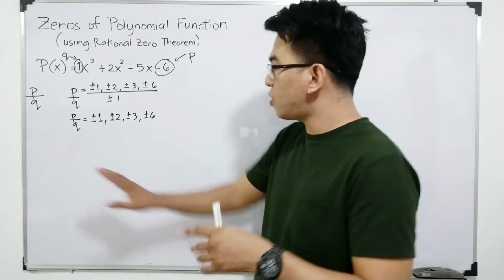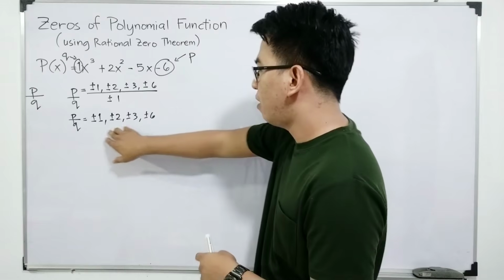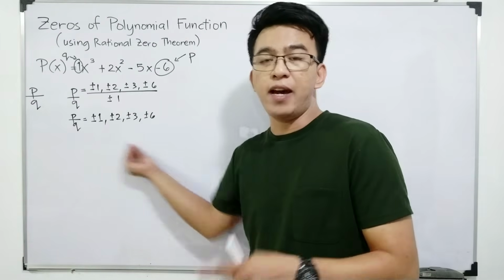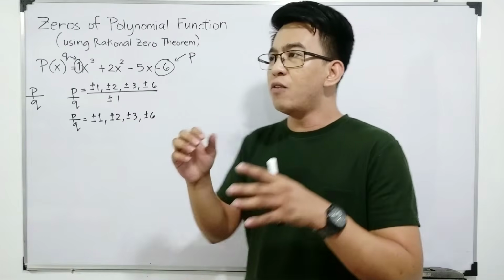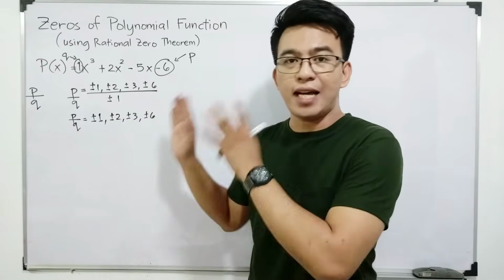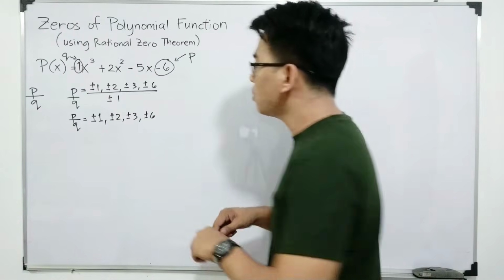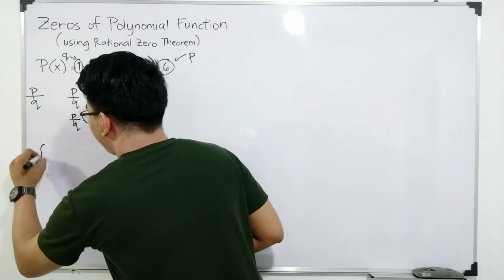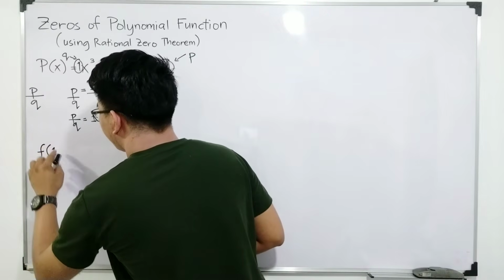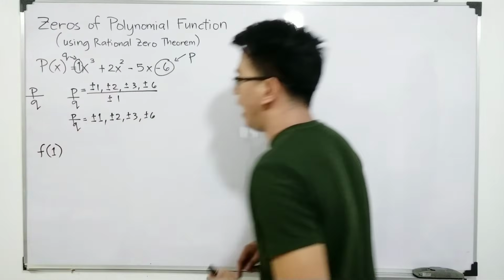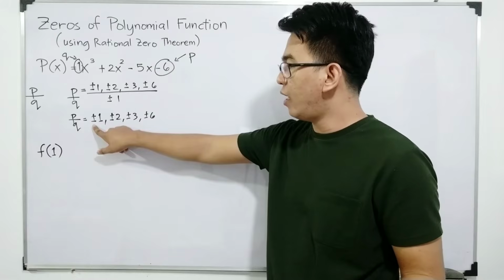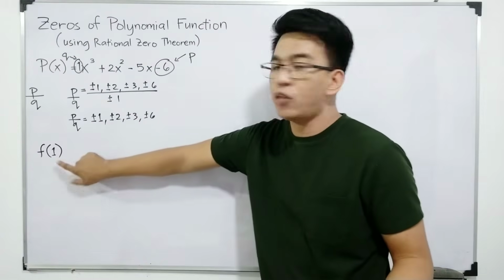If I'm going to use a value of x here as my input from these 8 possibilities, when the remainder is equal to 0, automatically, one of them is a zero of the function. So I will try to use f of 1. Okay, I will use f of 1. Later I will use negative 1 if this is not the zero.